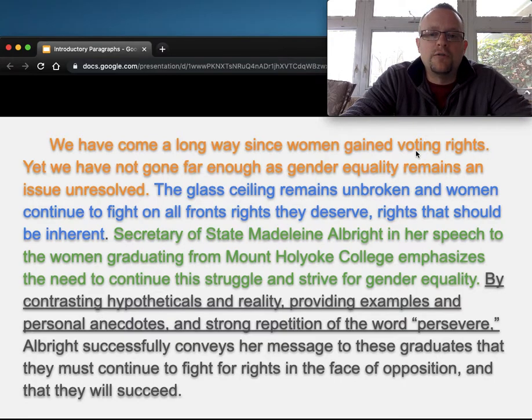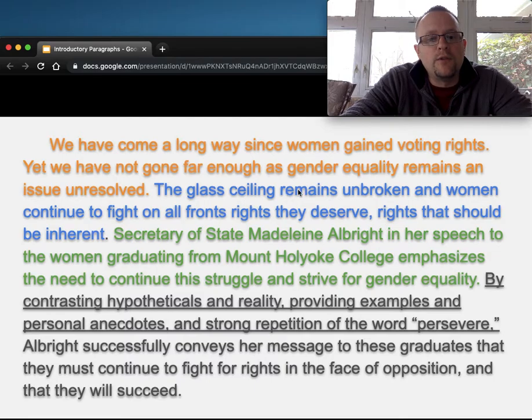The mention of voting rights is a signal of progress that has been made, aware of the context of the issue, but recognizing that more needs to be done. Now we have this mention here of the glass ceiling remains unbroken, and women continue to fight on all fronts for rights they deserve, rights that should be inherent. I forgot to include the word for. That's my mistake, not the writer's mistake. So assume it says FOR right there.